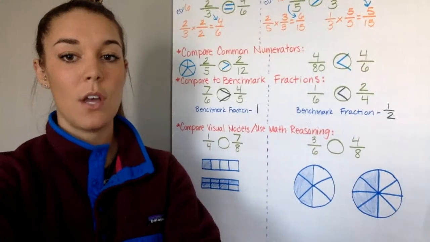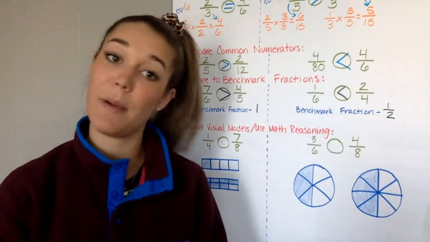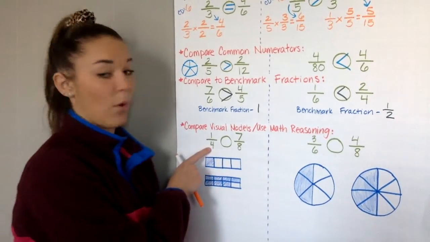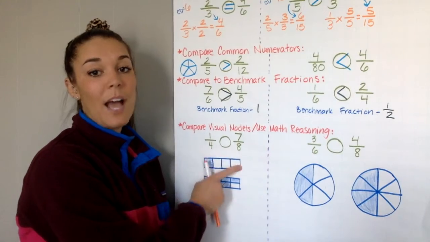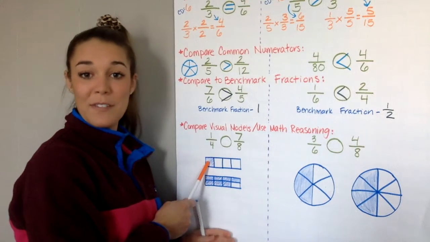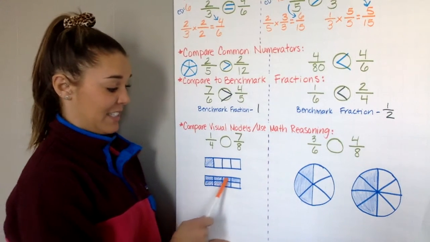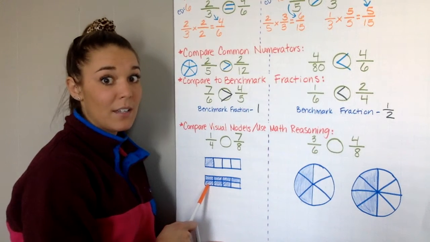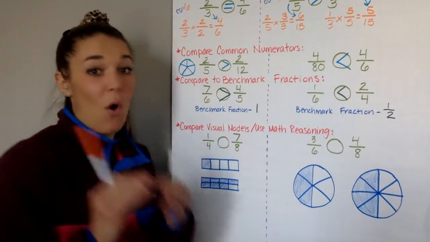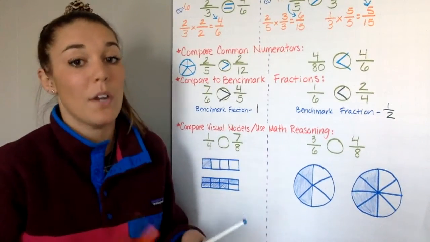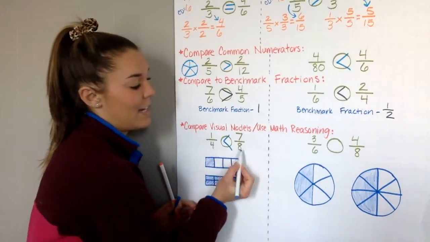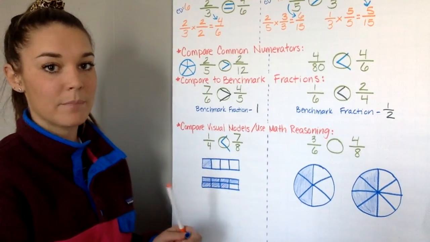And the last way I want to discuss is using visual models or math reasoning. So some might say, like, this is kind of common sense, okay? So if I'm comparing 1/4 and 7/8, I could think about this picture in my head. If I have 1/4 of something compared to 7/8 of something, clearly this one is more, right? 7/8 is almost 8/8, which would be 1 whole. So I definitely know that 1/4 is going to be less than 7/8, okay?